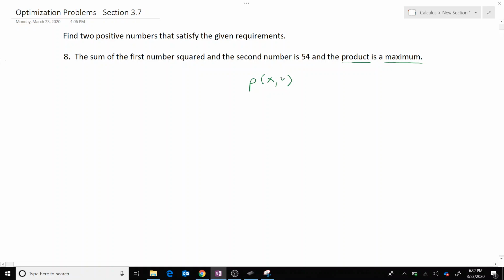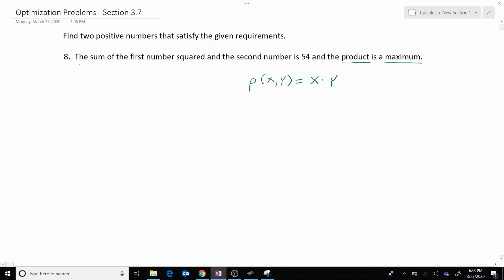I'm going to call the first number x. I'm going to call the second number y. The product function then would be x times y, and I am trying to find a maximum of this function. So if you guys remember, we're going to take a derivative of this function. We're going to set it to 0, and that's how we're going to find a place where we have a maximum or a minimum. Now, my problem is I've got a function that has two inputs, and taking derivatives of those is not something we'd really want to do. We'd like a function that just has one input.